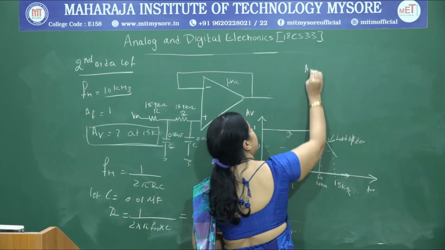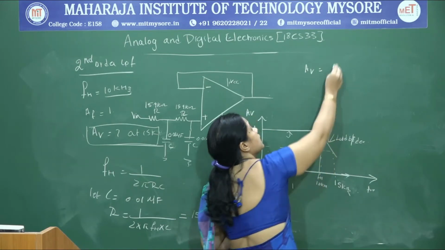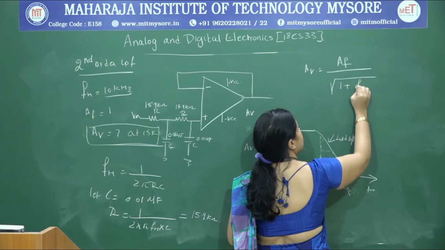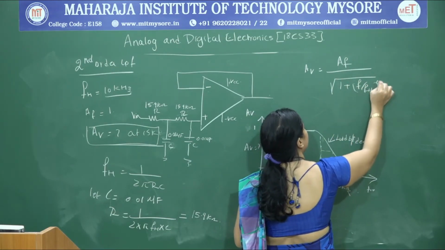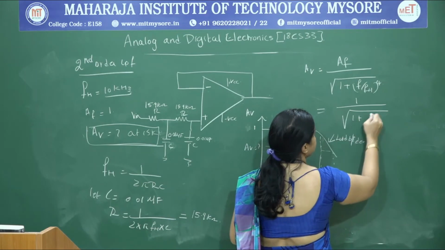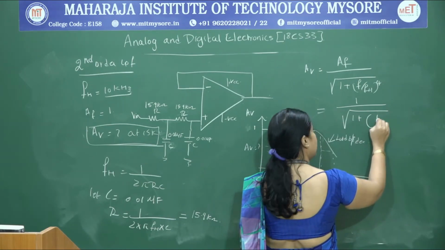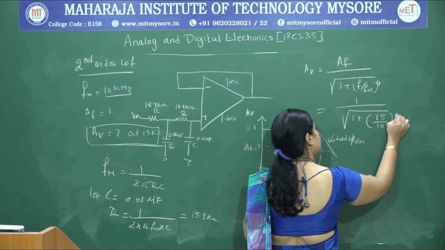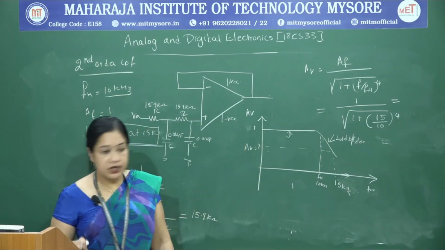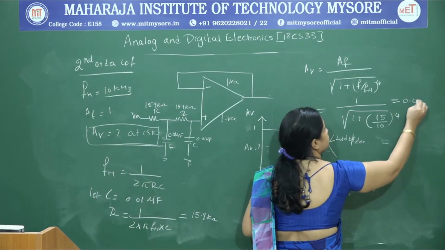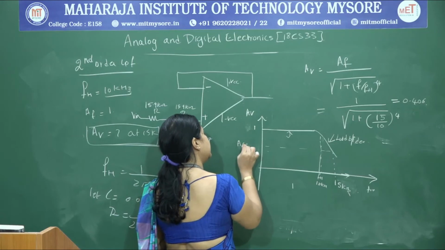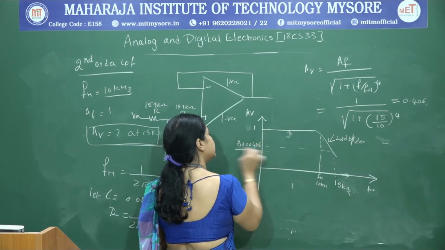So, I am to determine AV. What is the expression for AV? For a second order filter, it is AF by 1 plus F by FH to the power of 4. Because AF is unity, it is 1 by 1 plus F by FH to the power of 4, where F is 15 kilohertz and FH is 10 to the power of 4. You substitute these values, and it is going to be 0.406. So, the gain at 15 kilohertz is reduced to 0.406.